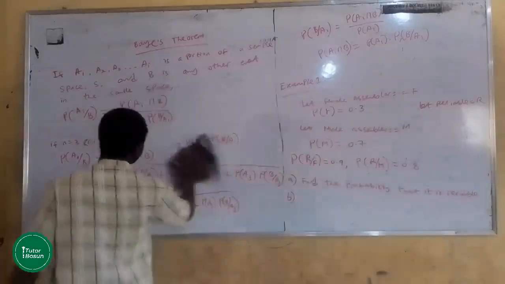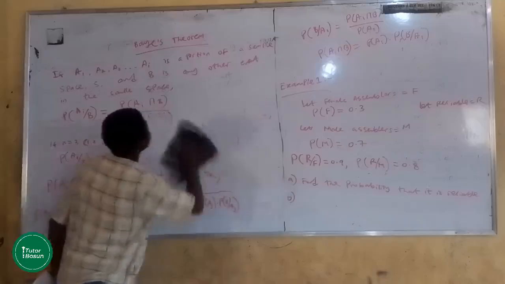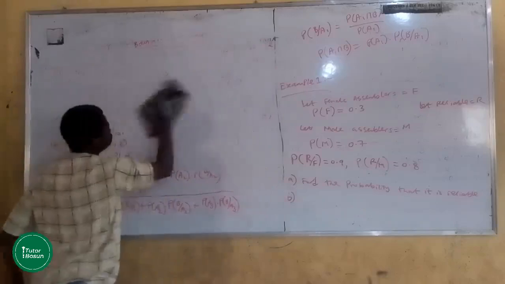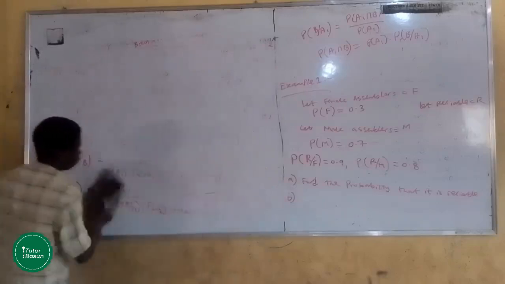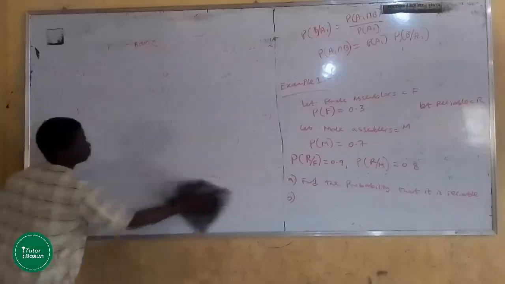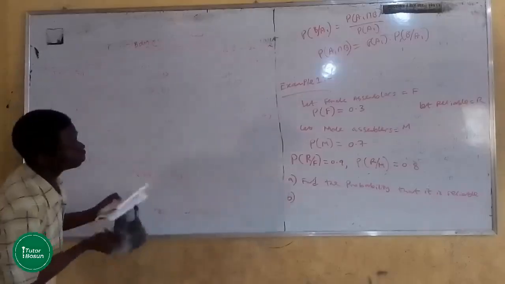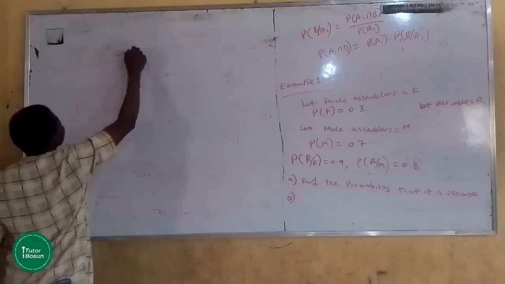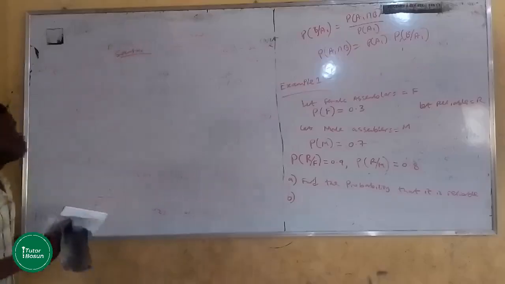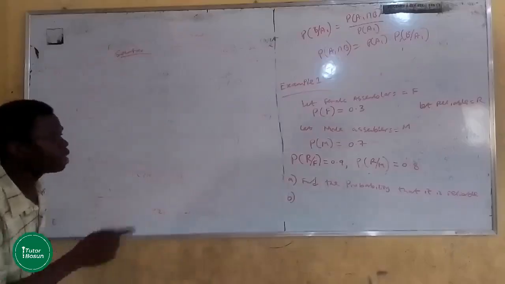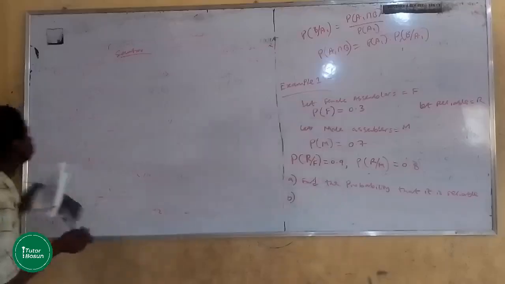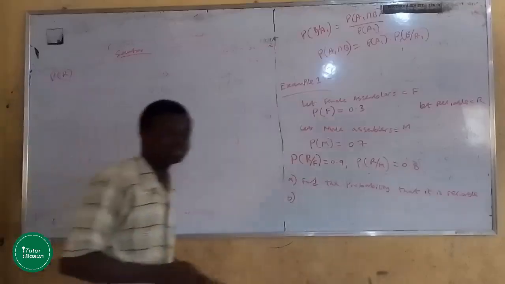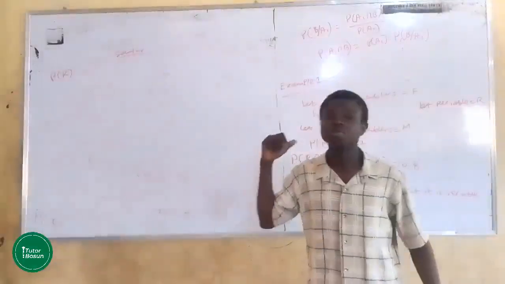Let's begin to solve it first, writing it down at the end. So the first question says find the probability that it is reliable. That's total probability, P of R. You can determine your total probability from the total probability theorem.